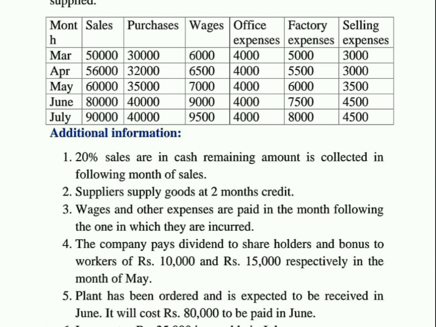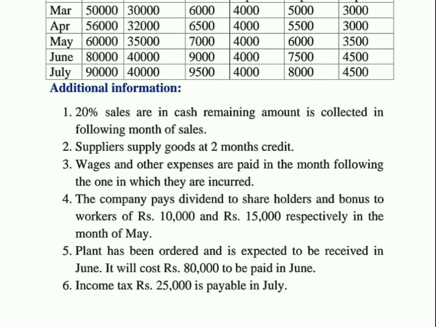And fourth point, the company pays dividend to shareholders and bonus to workers of rupees 10,000 and 15,000 respectively in the month of May. So here the company pays dividend to their shareholders and bonus to their workers of rupees 10,000 and 15,000 respectively in the month of May. The company pays dividend and bonus in May.